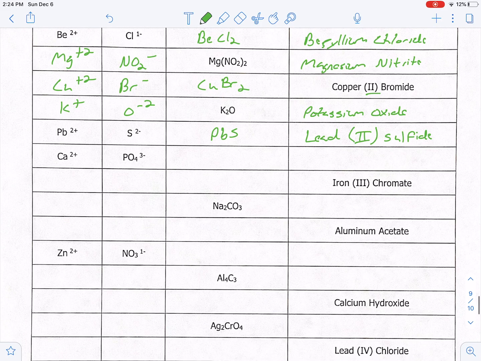Okay, Ca +2, PO4 with -3. Not balanced, so I'm going to do the crisscross. So I would need 3 calciums. I'm going to need 2 of these PO4, so I'm going to put the whole thing in parentheses with a 2 outside of it. So this would just be simply calcium phosphate. So that is on your list.